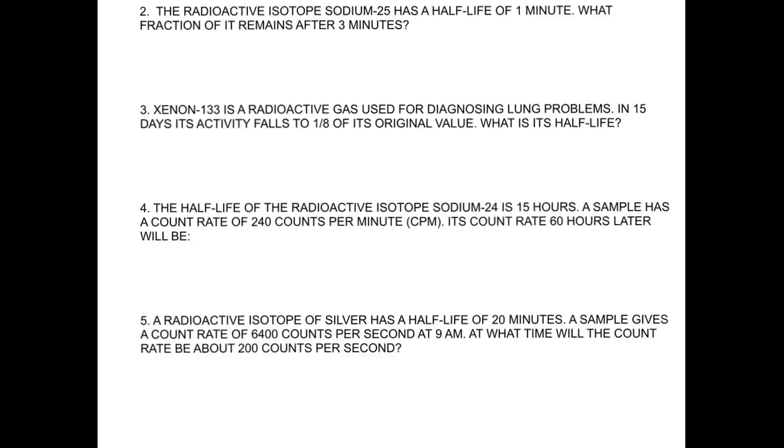So what you have to do here is work out how many half-lives have occurred. And because it's 3 minutes and 1 goes into 3 minutes 3 times, 3 half-lives have occurred. And then all you have to do, because you're finding out a fraction, is do a half times a half times a half to find that 1/8 remains after 3 minutes. Question 3. Xenon-133 is a radioactive gas used for diagnosing lung problems. In 15 days, its activity falls to 1/8 of its original value. What is its half-life?